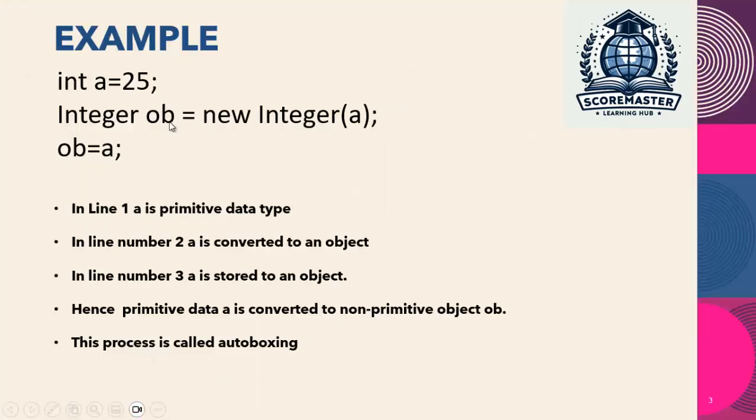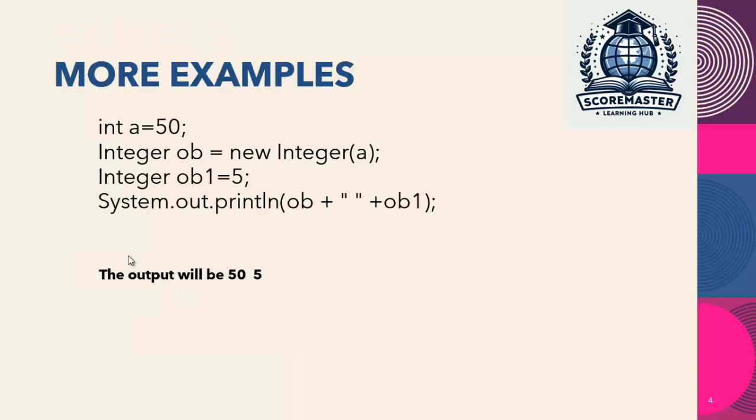And when we see this example, int a equal to 5, in line number 1 a is a primitive data type. In line number 2 a is converted to an object, and in line number 3 a is stored to an object. Hence primitive data a is converted to non-primitive data ob. This is called autoboxing.